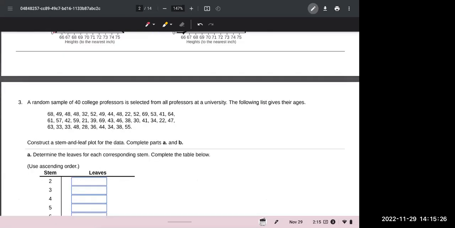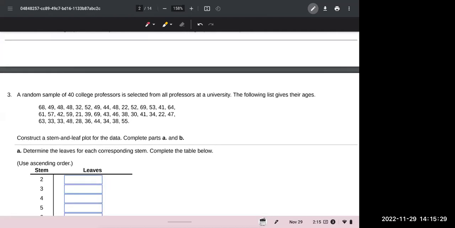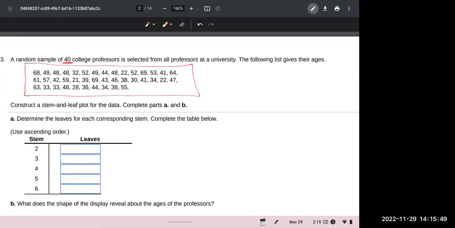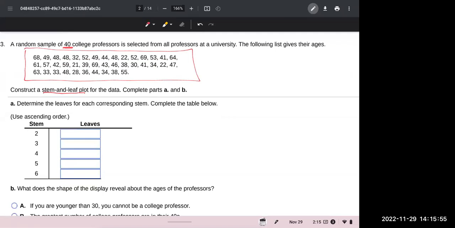So question number 3. Here we have a random sample of 40 college professors. So 40 college professors means that you have 40 numbers right here, and those numbers represent the age of college professors. What you will need to do is know how to construct a stem and leaf plot. The first column is given, so for the leaves, we're going to list the ones digits of the professors' ages who are in their 20s.